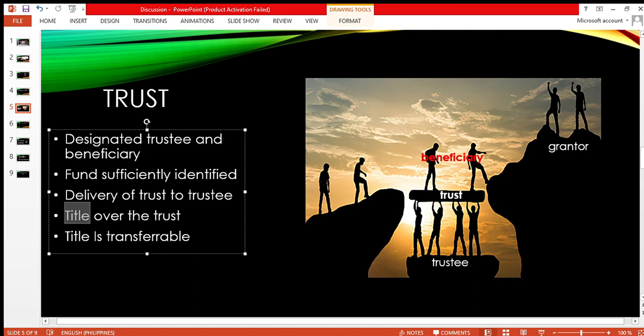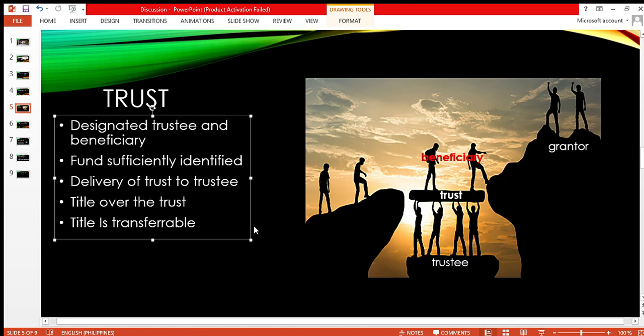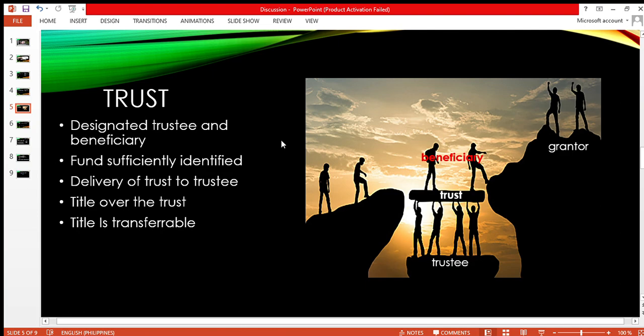Pwede ba yung titulo na yan i-transfer sa ibang tao? If yes, then it could fall into a written instrument called trust. If not, then it couldn't be. Okay? So just like for example here, there is a graphic illustration or an image illustration. Okay? So there is a grantor. He assigned a trustee. Yes, there is the beneficiary. And here is the trust. Okay? The grantor gives the trust to the trustee for the benefit of the beneficiary.